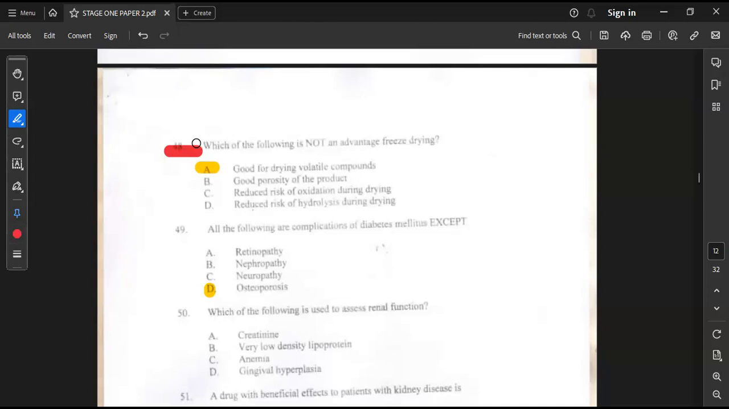So back to diabetes. The complications of diabetes, these are short-term complications and long-term complications. Does anyone want to take us through that? And their management, please.